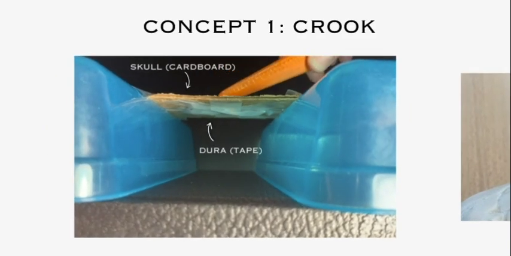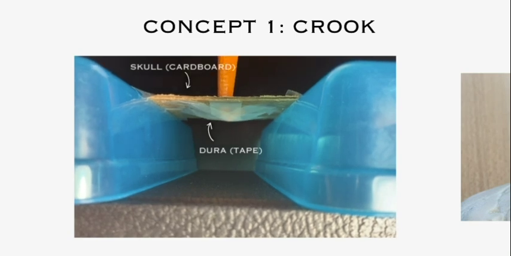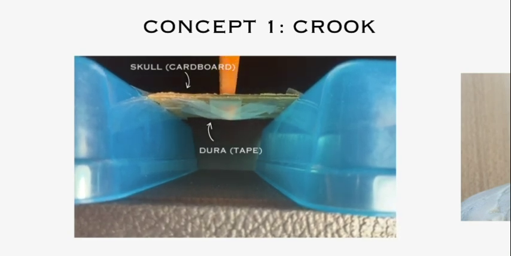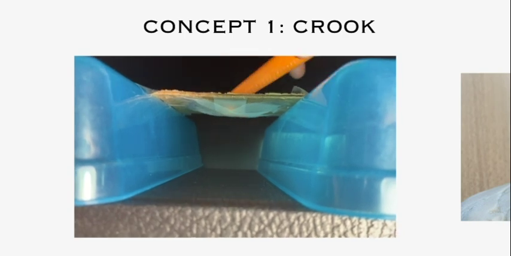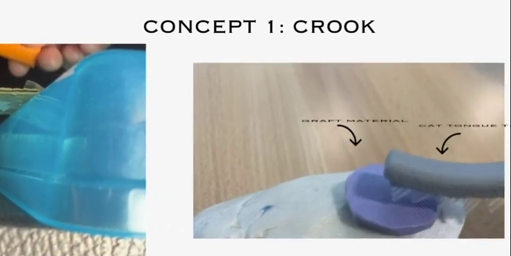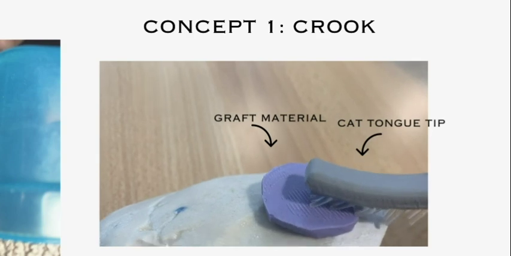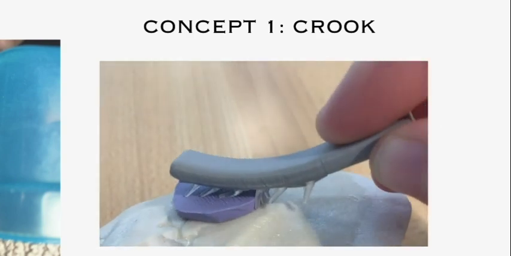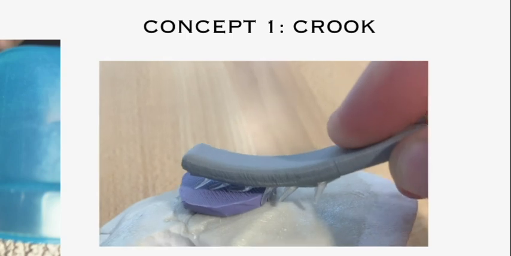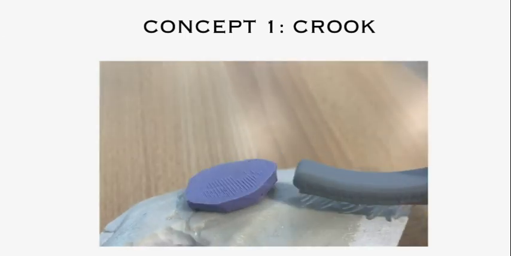As you can see, this tip design enables the surgeon to fit the instrument through the defect, elevate the dura off the bone in one location, then rotate to elevate the dura the entire circumference around the defect. Here you can see the cat tongue tip interacting with the pseudo-graft material. As the user pushes forward, the textured protrusions engage and move the material forward. When the user pulls back, the protrusions disengage and the material does not move.